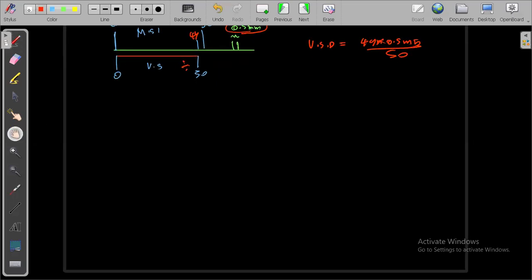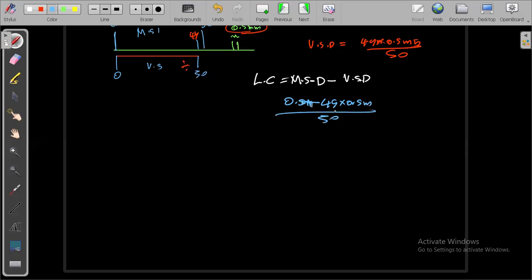Now you want to find out the least count. Least count is MSD minus VSD, that is 0.5 millimeter minus 49 times 0.5 millimeter divided by 50. When you solve this, your answer will be 0.01 millimeter. I showed you this in the class, so I'm not going to explain that again. There is a very straightforward method: the least count is the main scale division divided by the number of divisions on the vernier scale.